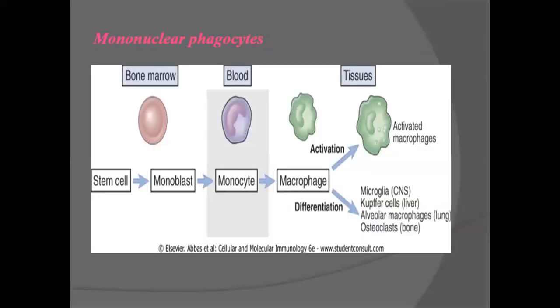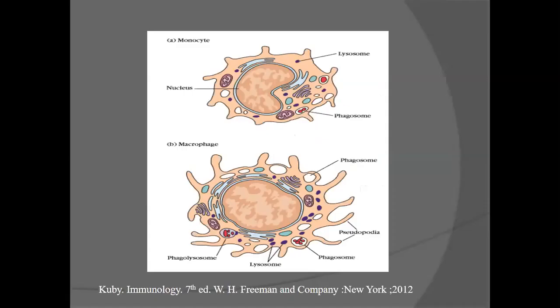These are the mononuclear phagocytes. Starts from stem cells, monoblast, monocyte, and monocyte in the tissue becomes a macrophage. And you know that macrophages can become microglial cells in CNS, Kupffer cells in liver, alveolar macrophages in lung, osteoclast in bone. It can do anything, and it's got various names based upon the location. A monocyte and a macrophage. Macrophage is basically useful for pseudopodia, for, what do I say, phagocytosis.